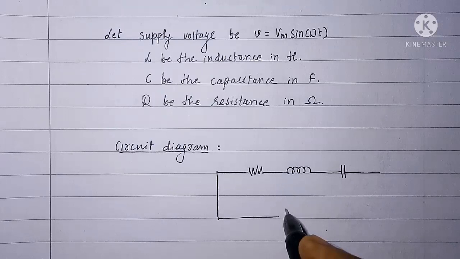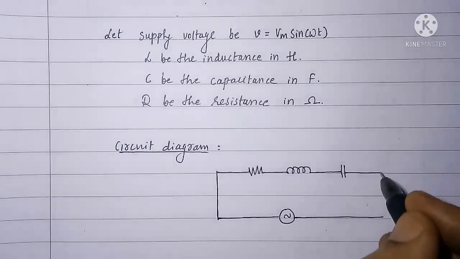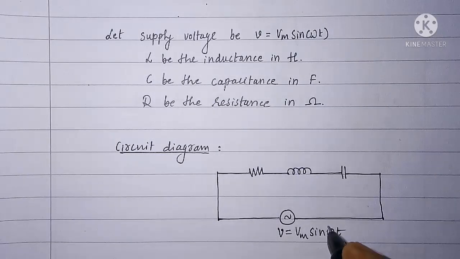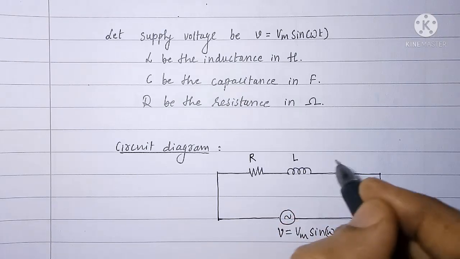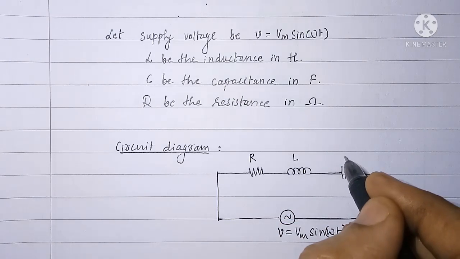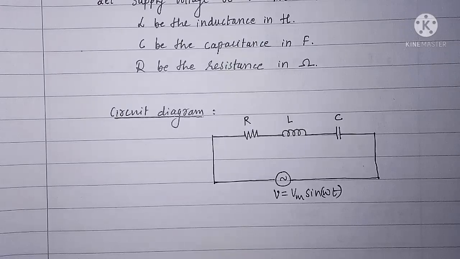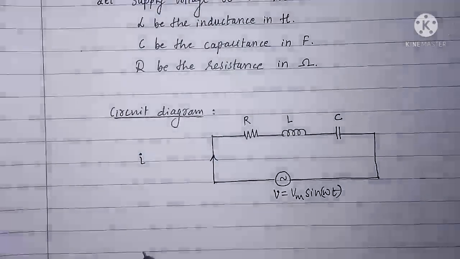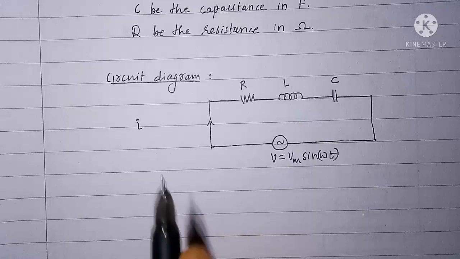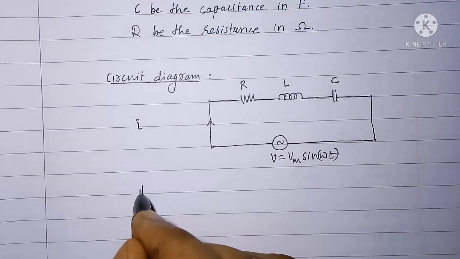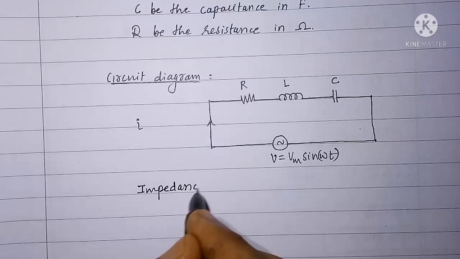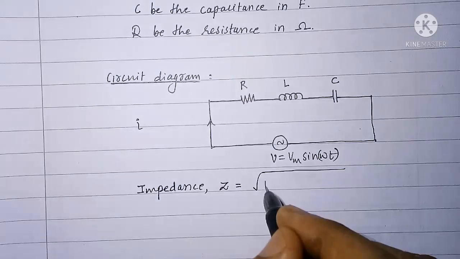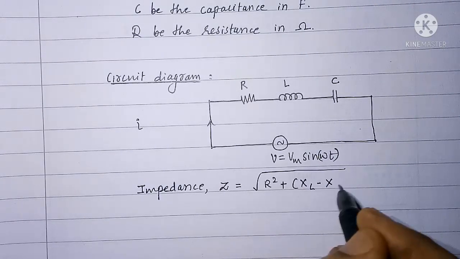All three elements connected in series. Supply voltage is V equal to Vm sine omega t, resistance is R, inductance is L, and capacitance is C. Say current through this circuit is I. Impedance Z is equal to square root of R square plus XL minus XC whole square.